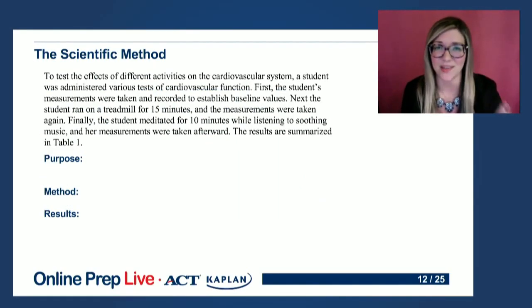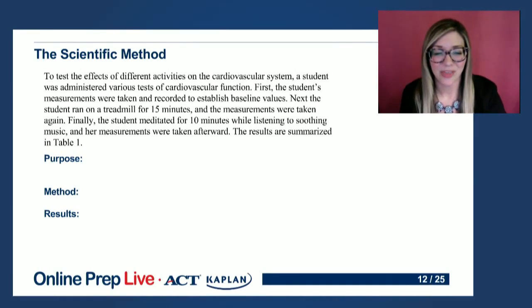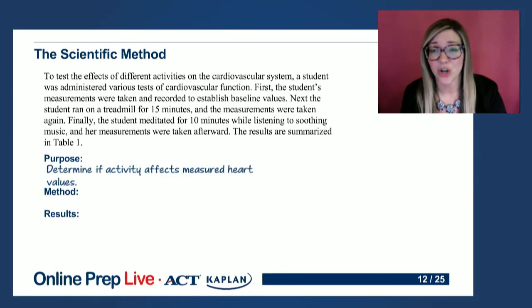So we're going to use this last passage. We looked at it before, so we're going to dive right into it. You guys read this already. So it was talking about testing the effects. So tell me, what was the purpose in this experiment? They used the scientific method in this passage. We're thinking about our purpose. I know you guys are totally on board with this because you told me before what they're trying to test. The purpose here is, does what you're doing, does the activity you're doing affect your heart values? We knew that was in the table, so we know that was what they were trying to determine.